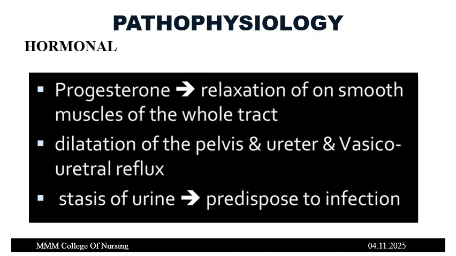vesicoureteral reflux, that is, vesico means bladder, ureteral means the ureter. From the bladder the urine goes back to the ureter and goes back to the pelvis of the kidney. So that causes the dilatation of the pelvis because of this reflux. What reflux? Vesicoureteral reflux. And stasis of the urine: if the urine comes backwards towards the pelvis, that causes stasis of the urine, and that predisposes to infection. Stasis of the urine in the pelvis, or in the kidney. So all because of the progesterone. That is one reason, that is hormonal.